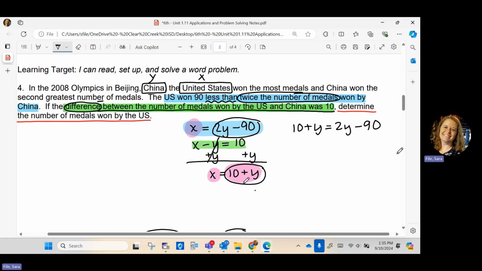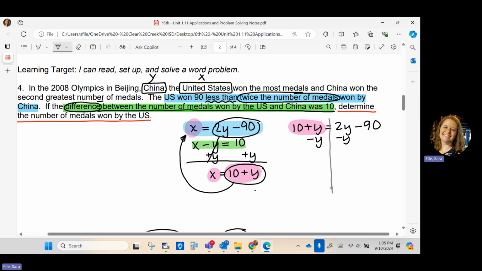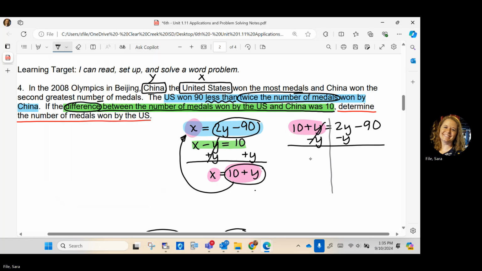So sometimes you have to make substitutions. Okay, I had to take this and plug it in there. I replaced that X right there. And now I only have Y's to deal with. So I'm going to move my Y's to one side. I like to move the smaller variable so that I'm left with positive values. So 2Y minus 1Y is just 1Y. And then I have to move the constant.